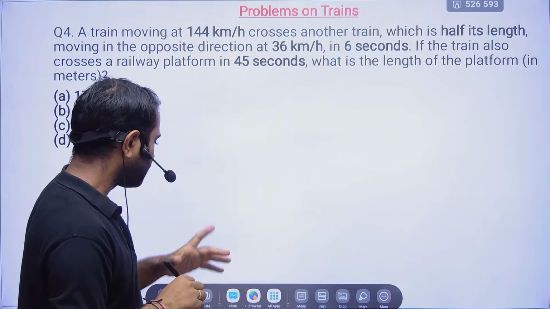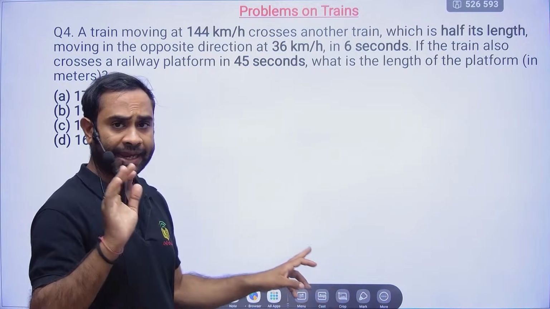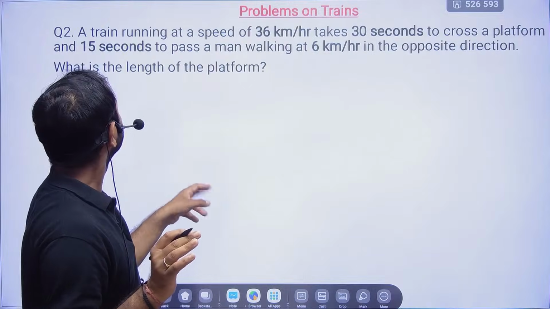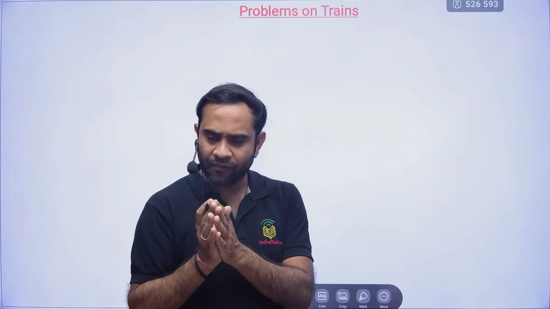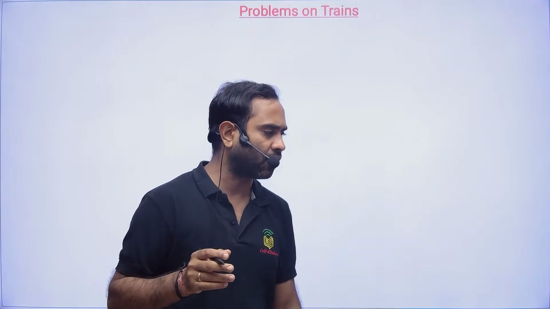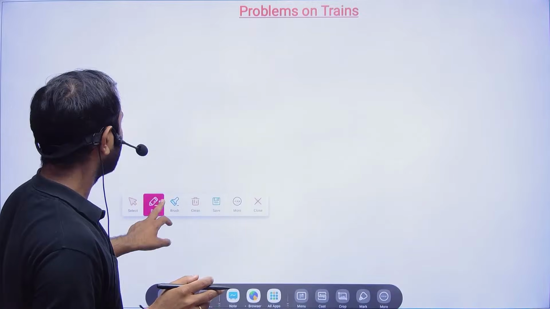Okay, so friends, whatever topic we are going to cover today is a scoring topic, and this is definitely going to help you in the exam. So let us understand the basics first, and then we will be solving problems based on problems on trains.